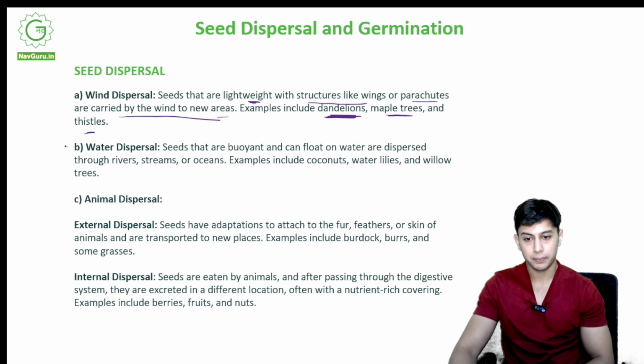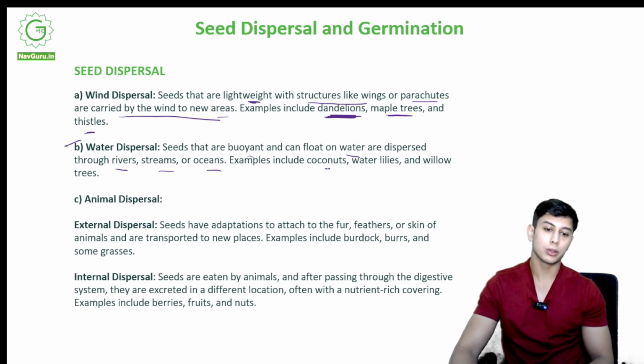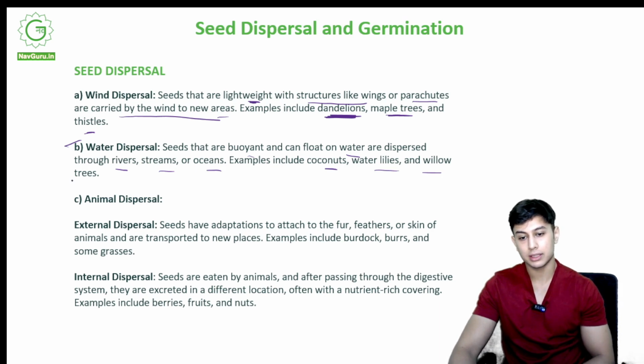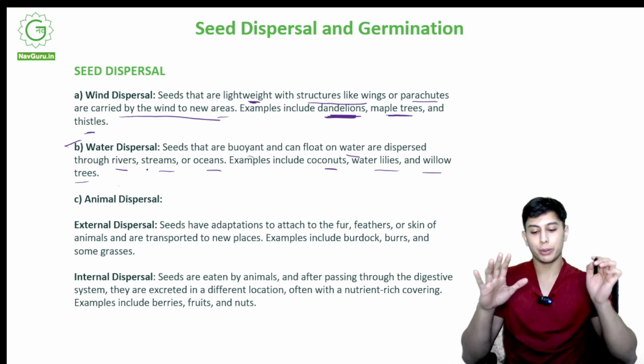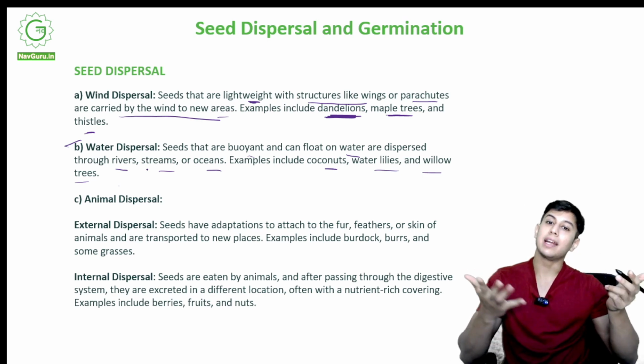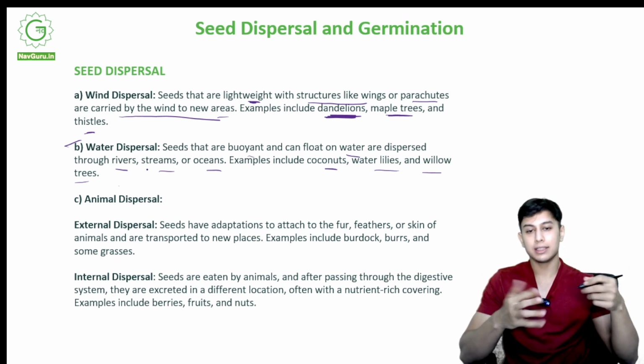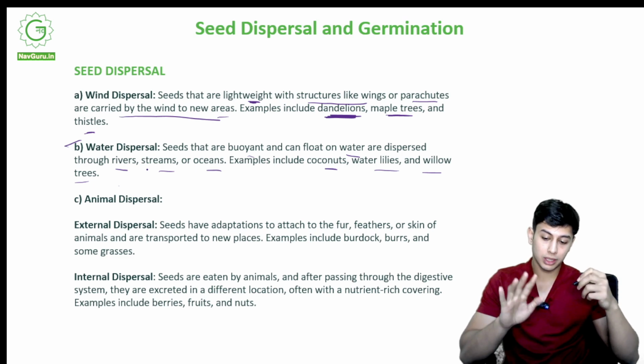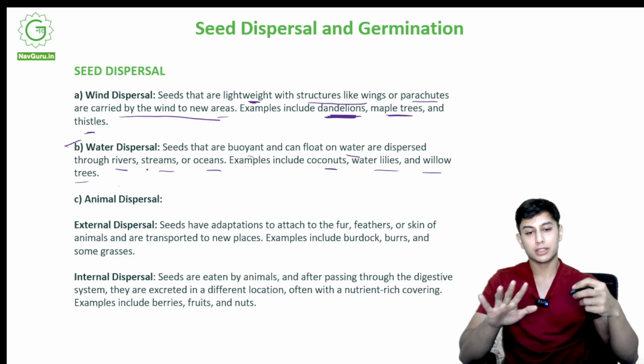Water dispersal. Seeds that are buoyant and can float on water are dispersed through rivers, streams, ocean. Examples include coconuts, water lilies and willow trees. A basic example would be of coconut. You see coconuts on islands. Alright. Now nothing else grows. Why does only a coconut grow? Coconut can disperse through water.